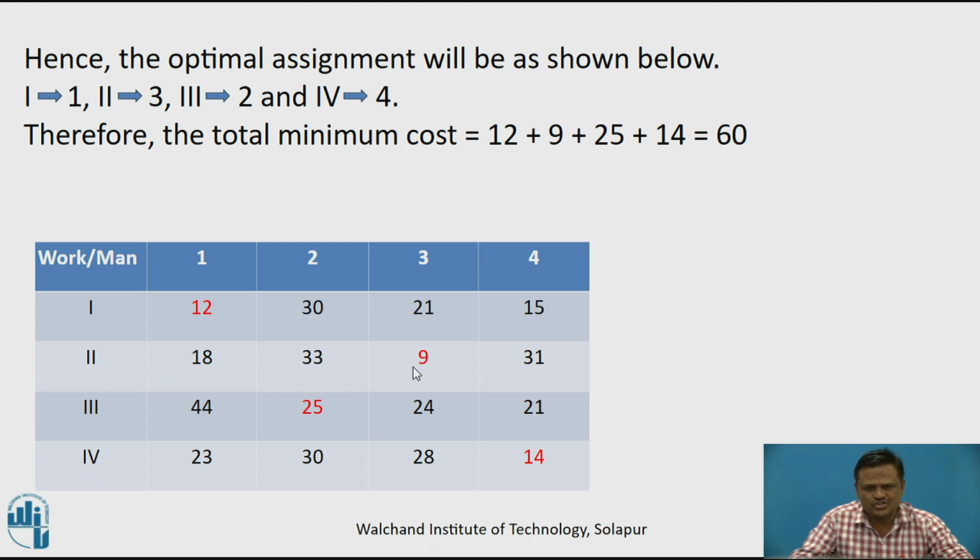The second work is assigned to the third man and the cost of the second work performed by the third man is 9, so that's why 9 is taken here. And then the third work is assigned to the second man and the corresponding cost is 25, that's why we have taken 25 here. Lastly, the fourth work is assigned to the fourth man and the corresponding cost is 14, therefore 14 is taken here. So the sum of 12, 9, 25 and 14 comes out to be 60. Therefore, the total minimum cost of this particular assignment problem is equal to 60.